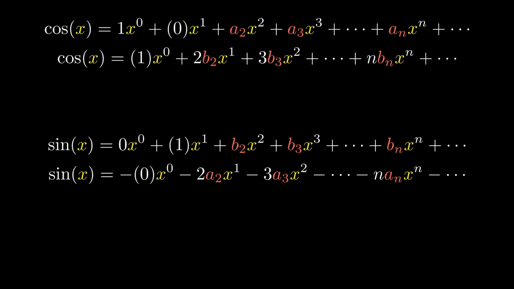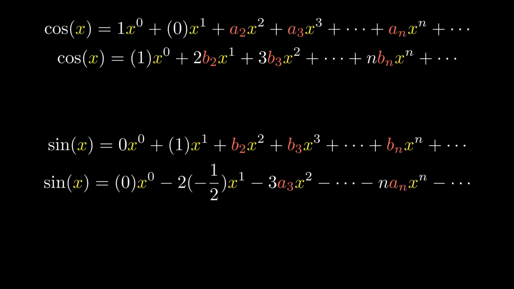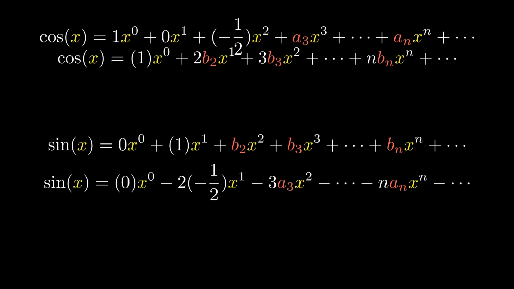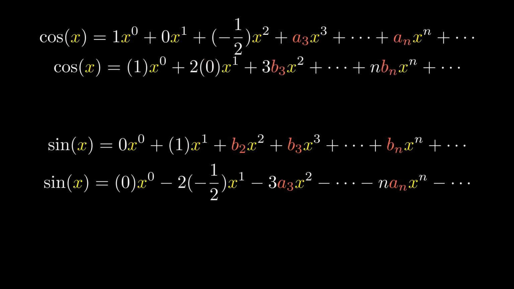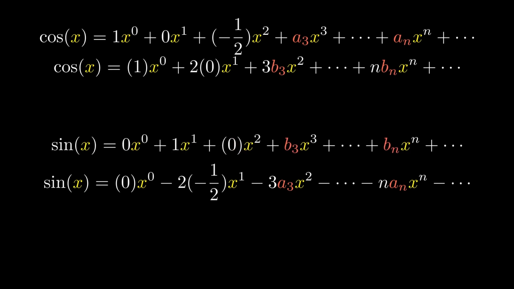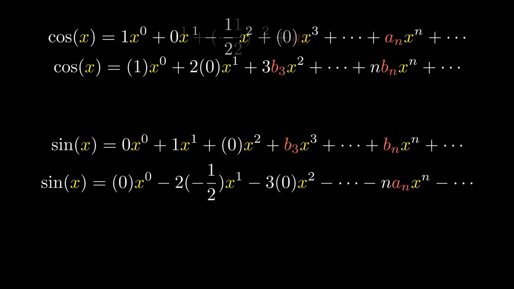Looking at the x to the 1 in sine gives a2 equals minus a half, and from the cosine expansion, b2 equals 0. The a3 term is 0, and the b3 term is minus 1 over 6.